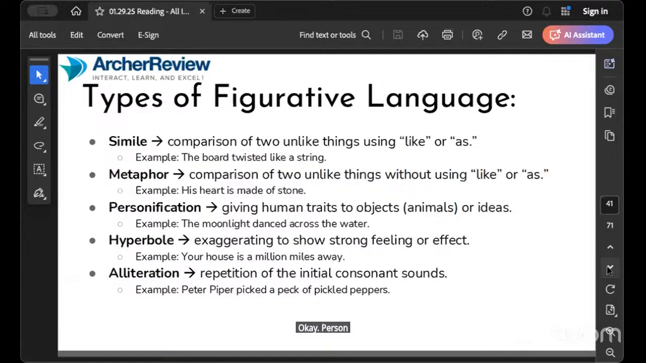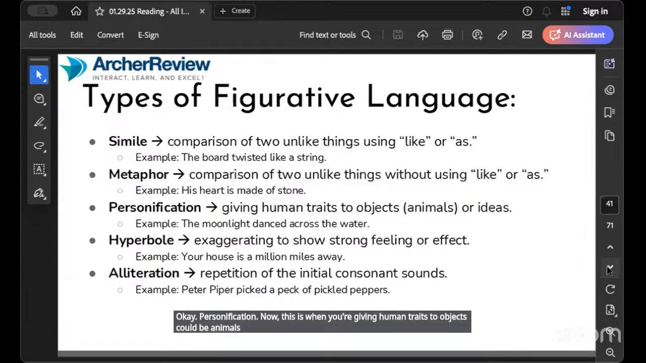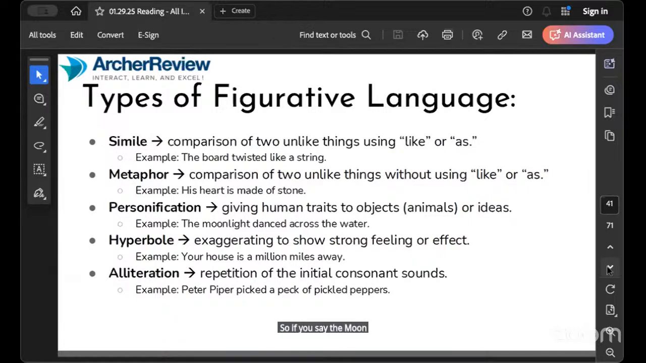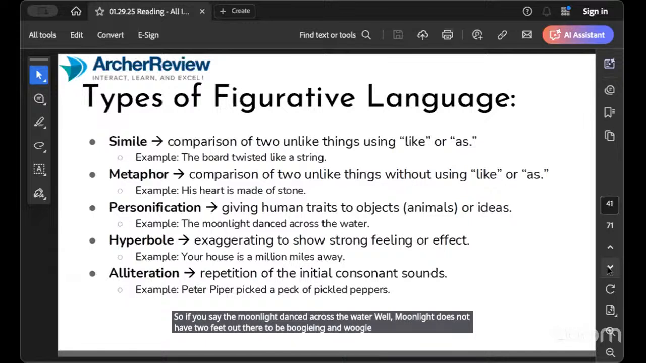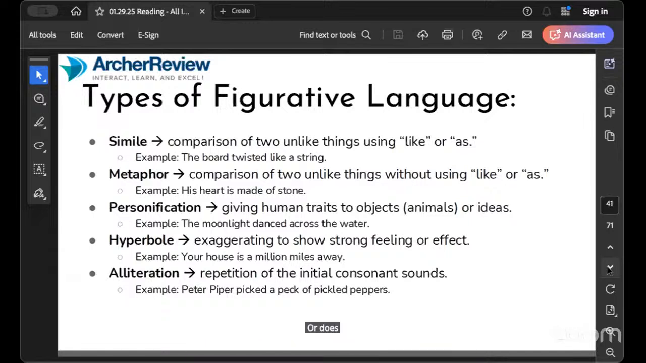Personification. Now, this is when you're giving human traits to objects. Could be animals, or just inanimate concrete objects, or to ideas. That's the one that students will forget about too, that you're giving it to ideas. So if you say the moonlight danced across the water, well, moonlight does not have two feet out there to be boogieing and woogieing, does it? No, but I'm giving it that human characteristic of being able to dance.